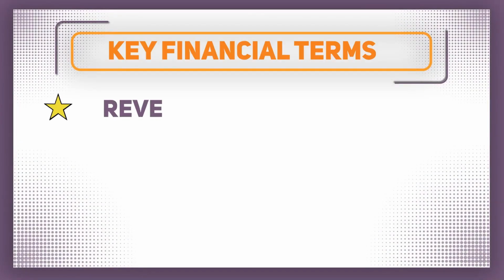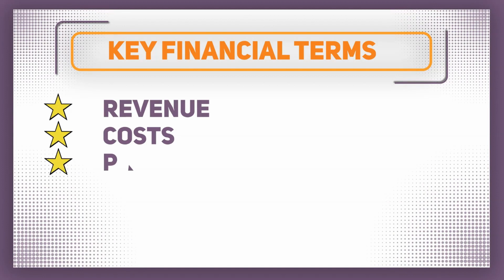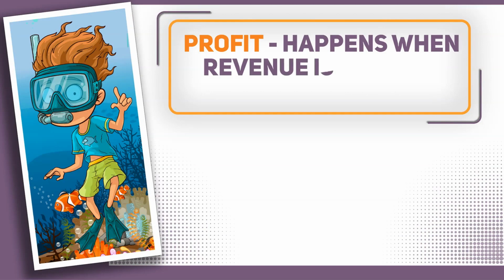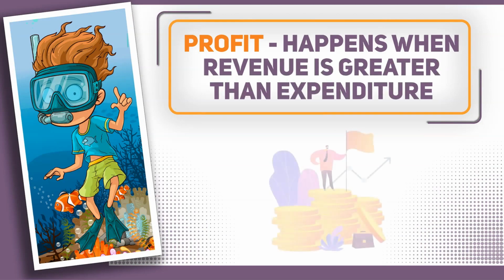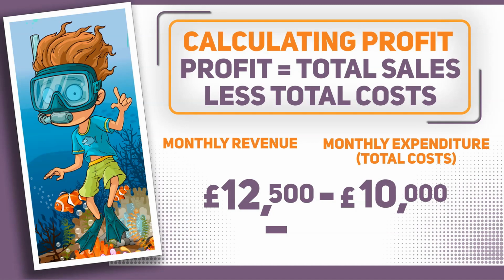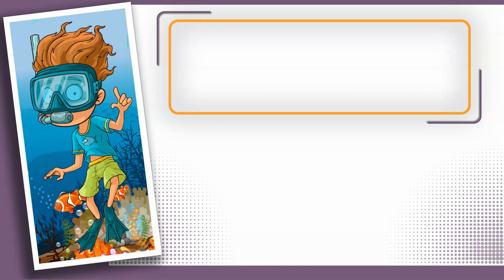So, now that we have looked at revenue and we have looked at costs, next it's time to talk to Josh about profit and loss. Profit happens when revenue is greater than expenditure. So if Josh's revenue for the month is £12,500 and his expenditure is £10,000, then he will actually make a profit of £2,500.